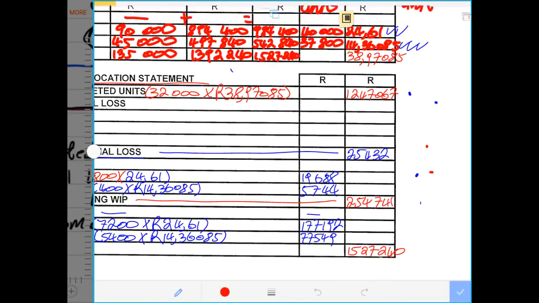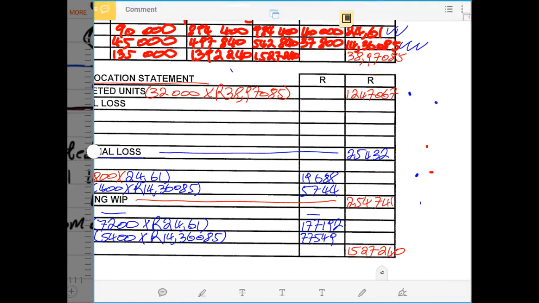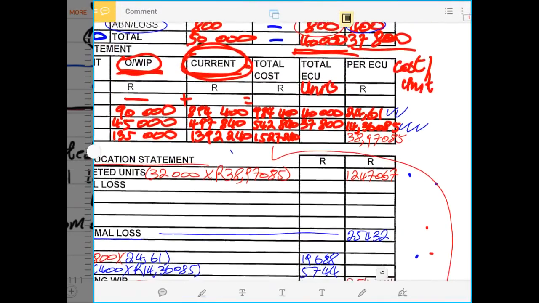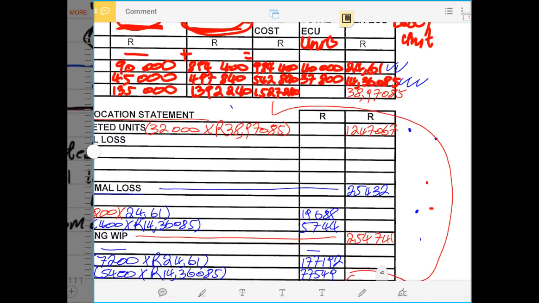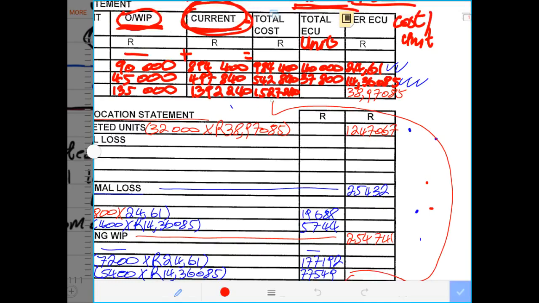This total, make sure that it is the same as the total cost that you dealt with there. It must be exactly the same. If they are not the same, there is surely a problem, because both of these are total cost. Make sure that this is equal to that, and when that is the case, then you will be fine.